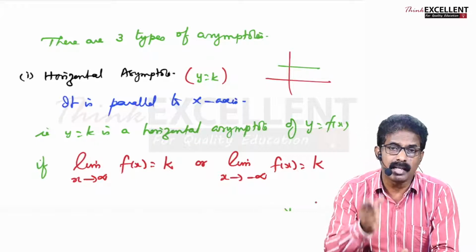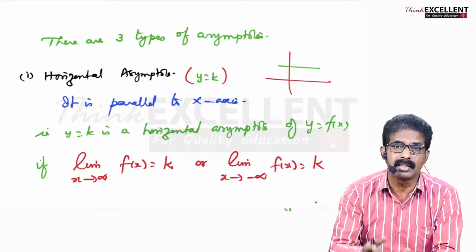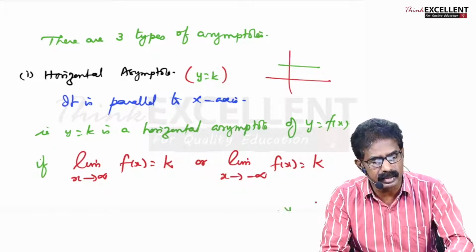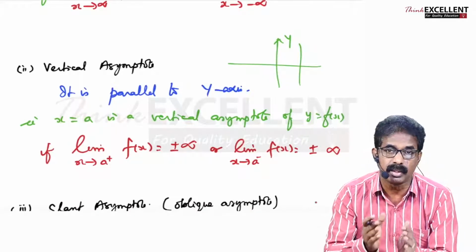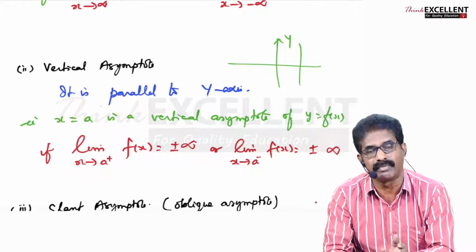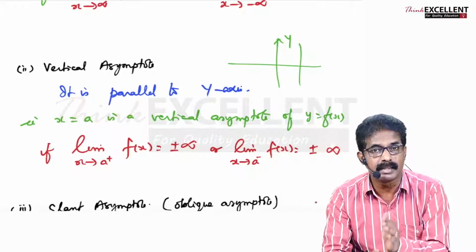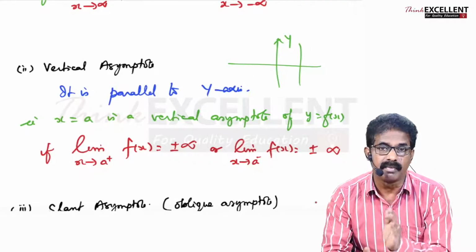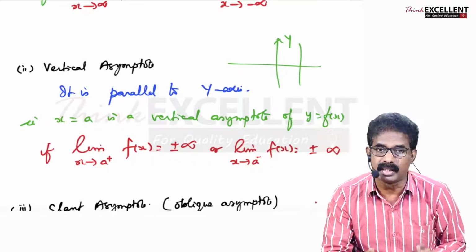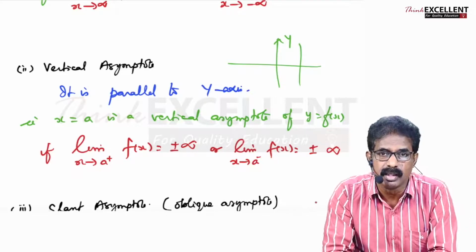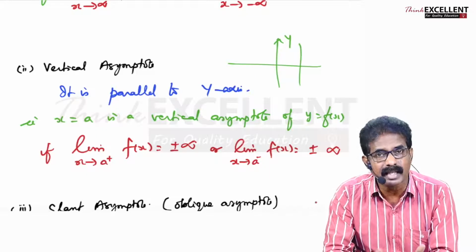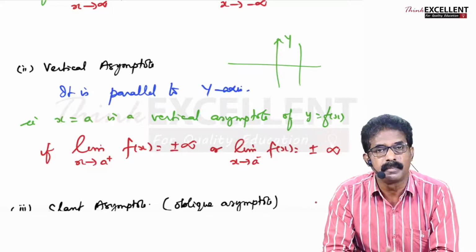Vertical asymptote, parallel to y-axis. Parallel to y-axis means x equal to some constant. x equal to a is said to be a vertical asymptote if limit x tends to a plus or limit x tends to a minus, f of x, your answer should be infinity, either plus infinity or minus infinity. Then it is called vertical asymptote.